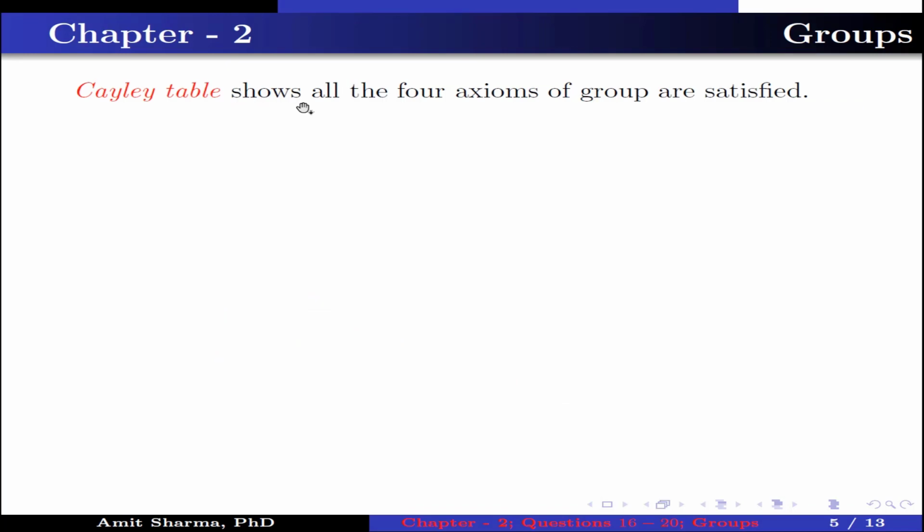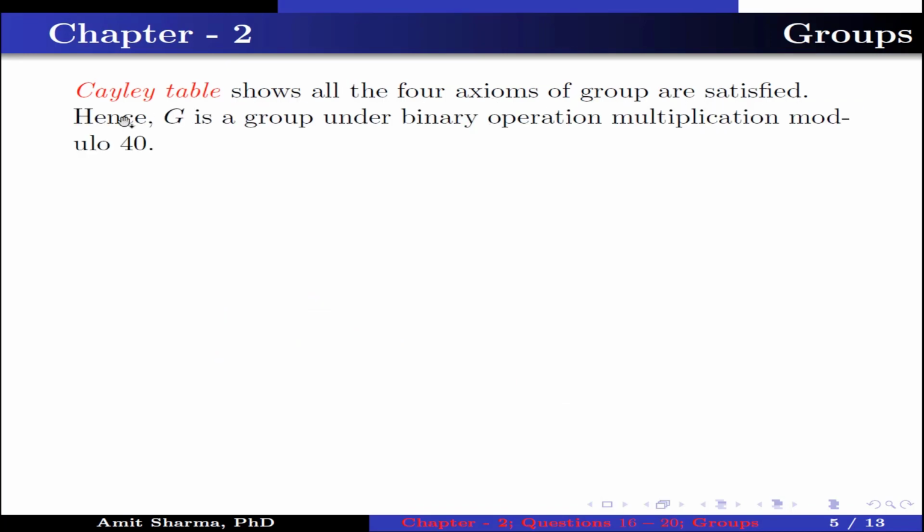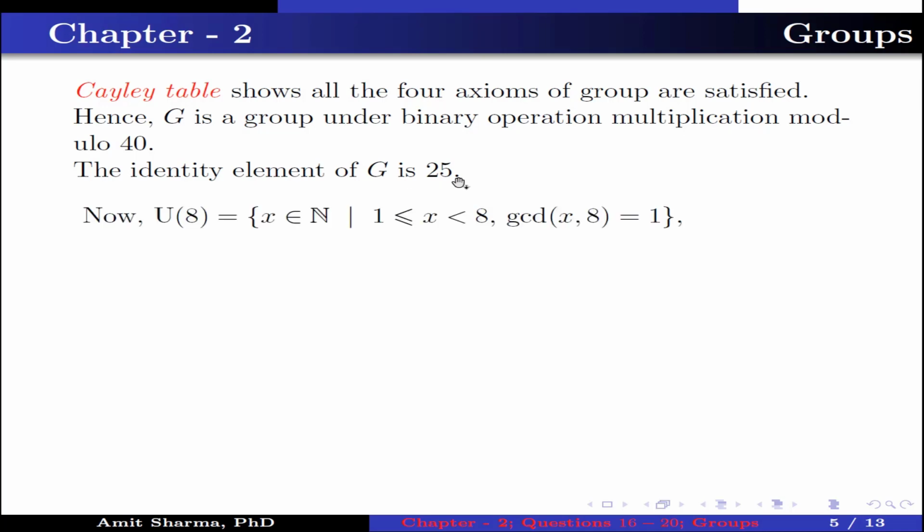Now, the Cayley table shows that all the 4 axioms of a group are satisfied. Hence, G is a group under the binary operation multiplication modulo 40. Now, the identity element of G is 25.